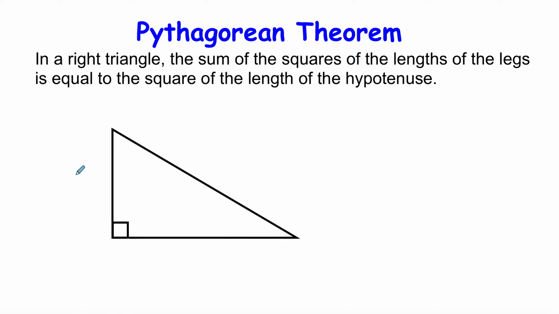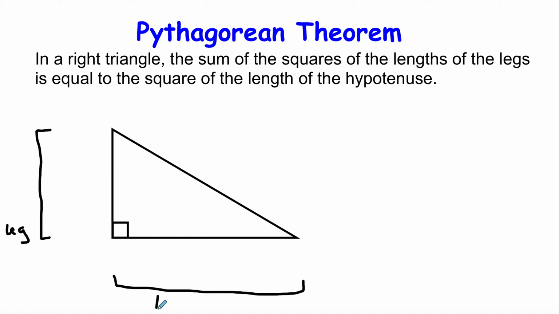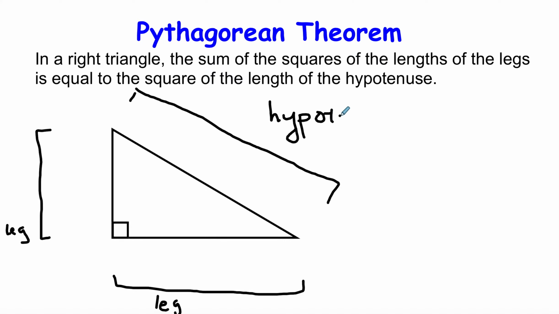Let's say I called the lengths of the legs. Well, in a triangle, we call the shorter sides legs. So this is a leg, and that is a leg. That's called a leg, and that's called a leg. And this side, the longest side of a right triangle, we call the hypotenuse. Okay? And so let's say I called this leg A, this leg B, and this side C.